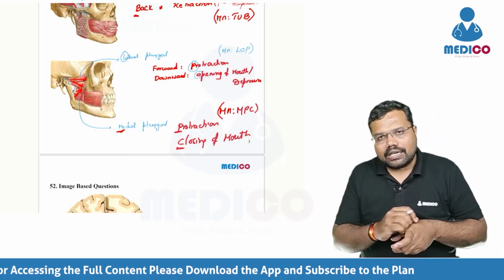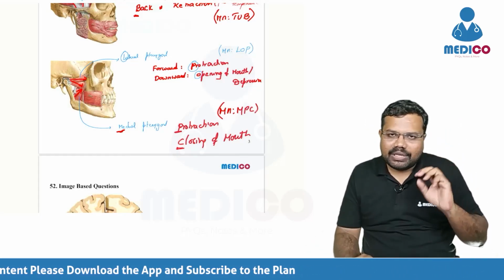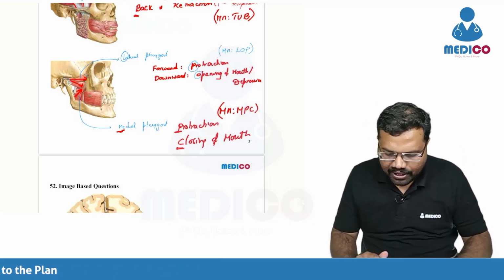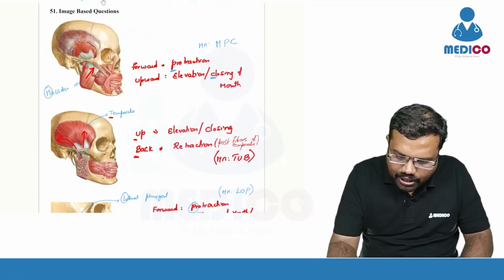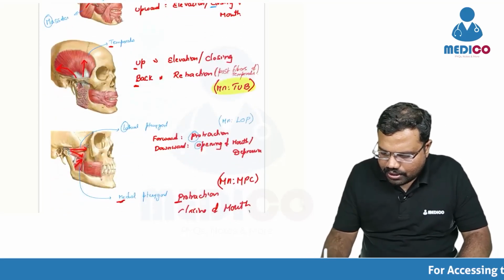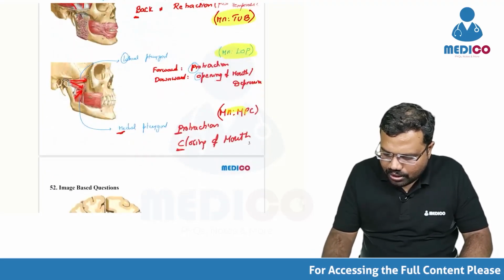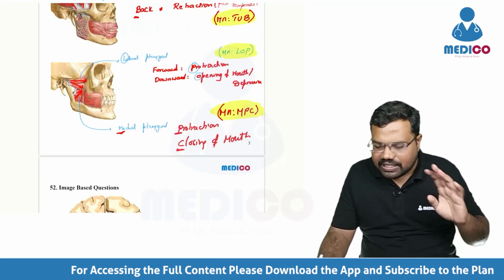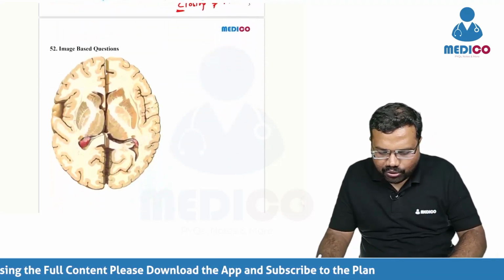So MPC, TUB, and loss of pay, LOP. If you remember these three mnemonics, all the muscles of mastication and their functions will be easiest. I'll be highlighting them: MPC, TUB, loss of pay, and again MPC. M is either medial pterygoid or masseter, having the same functions of protraction and closing of mouth.